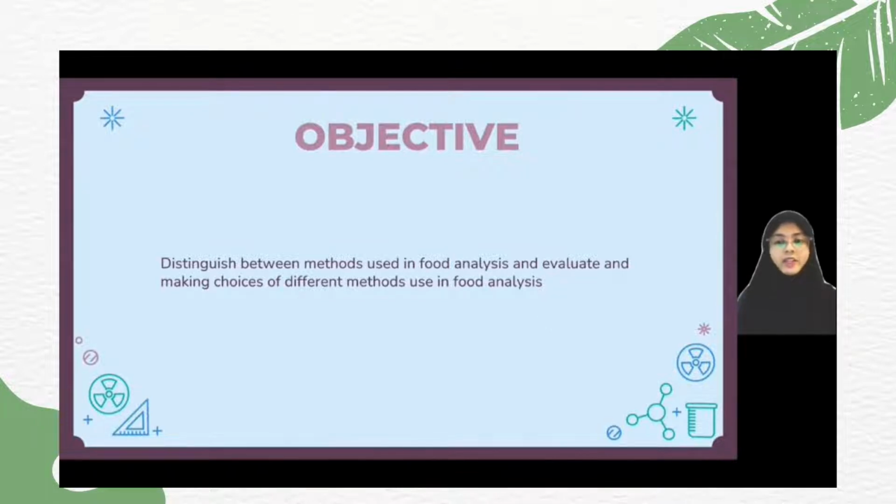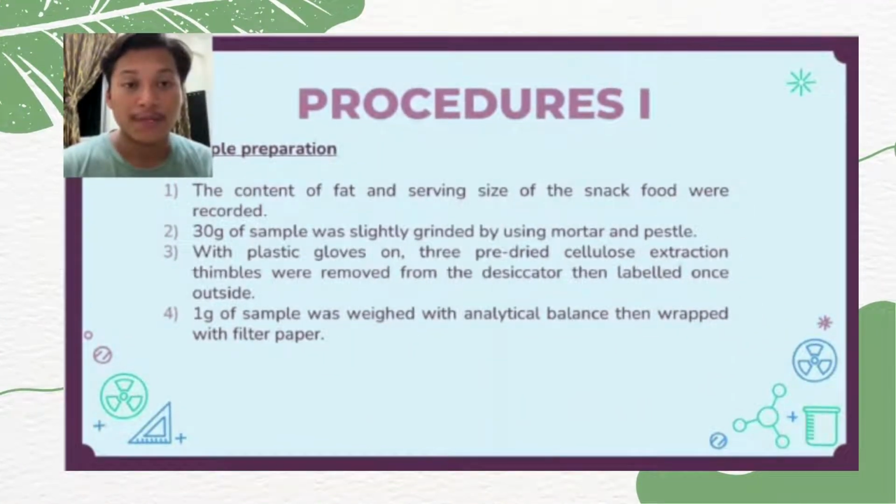I will present about the objective of this experiment. The objective of the experiment is to distinguish between the methods used in food analysis, and to evaluate and make a choice of different methods used in food analysis, in which we make an analysis of the ingredients in our sample, which is Hapsen. We need to calculate the energy, and we need to compare the Hapsen that we use as a sample with the one in the market. So now my part is to talk about the procedure, the sample preparation.